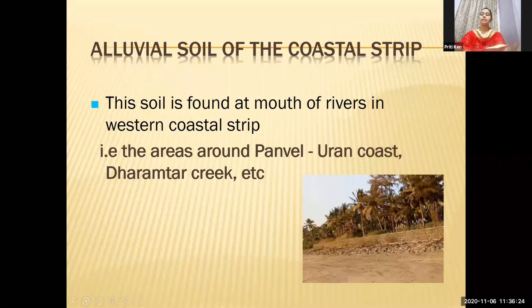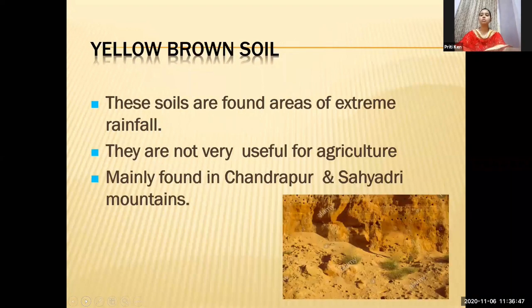Now see, that is the area around Panvel, Uran Coast, Dharamtar Creek, etc. Dharamtar Creek is a creek where the sea and the river meets. And the area around Panvel, you must have known about Panvel, Uran Coast, Dharamtar Creek, etc. All these areas are known to you people. So this type of soil is found in those areas.